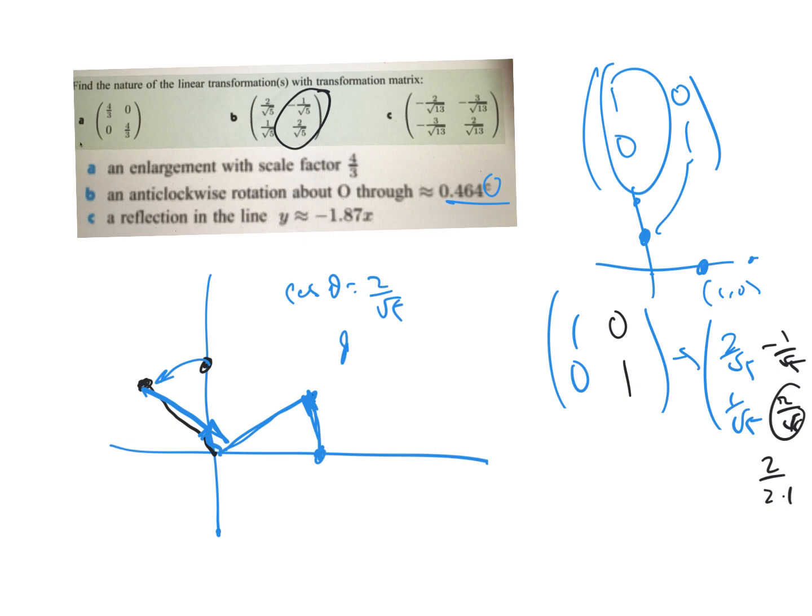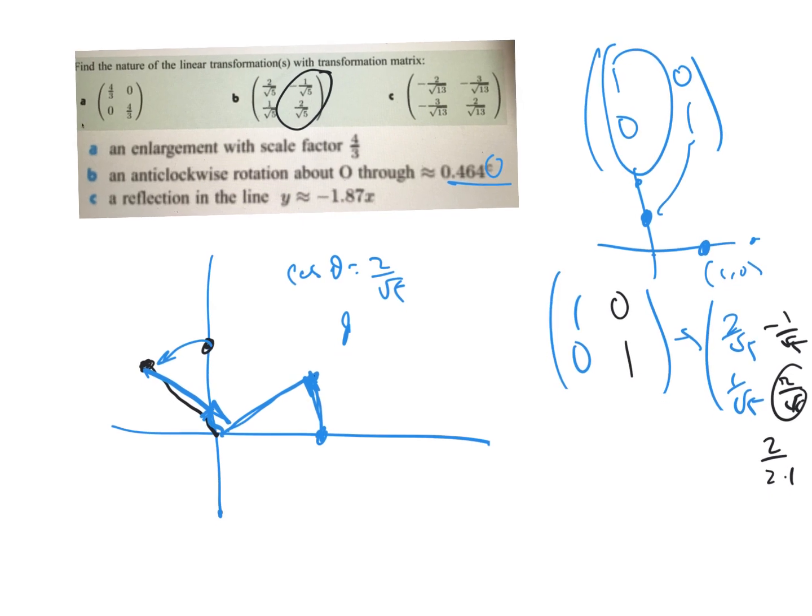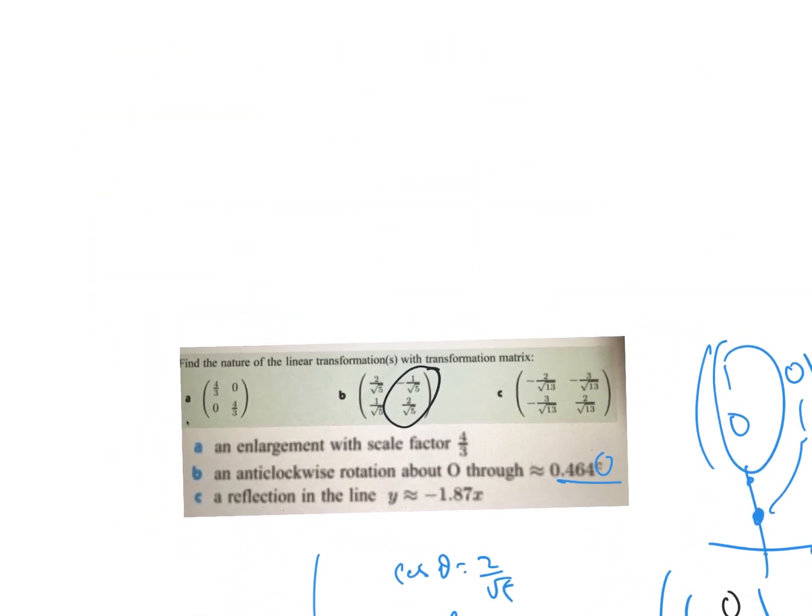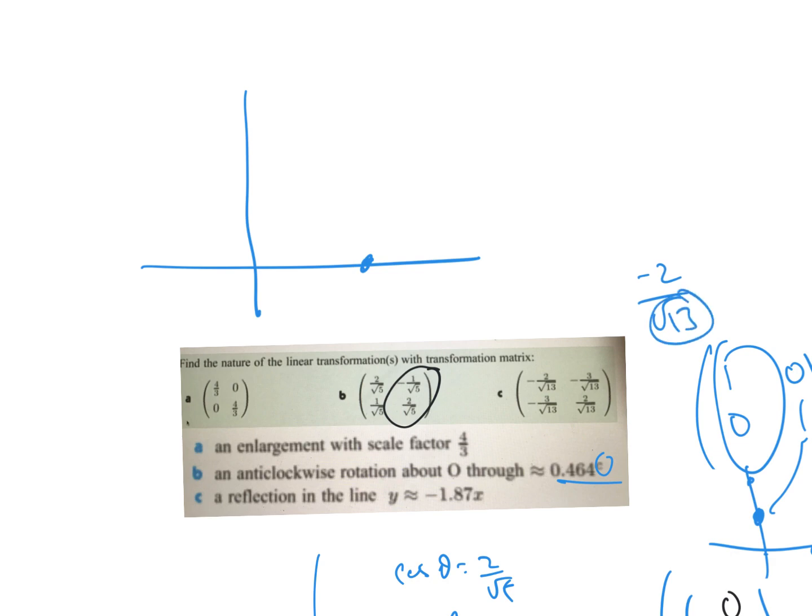And then finally, we're going to do the same kind of analysis with the last part. We're going to look at the point, and think about where 1, 0 goes to: -2 over root 13. Well, this root 13 is going to be about 3.5. So it's about -2/3. So that's going to be about here. It's going to be somewhere here.